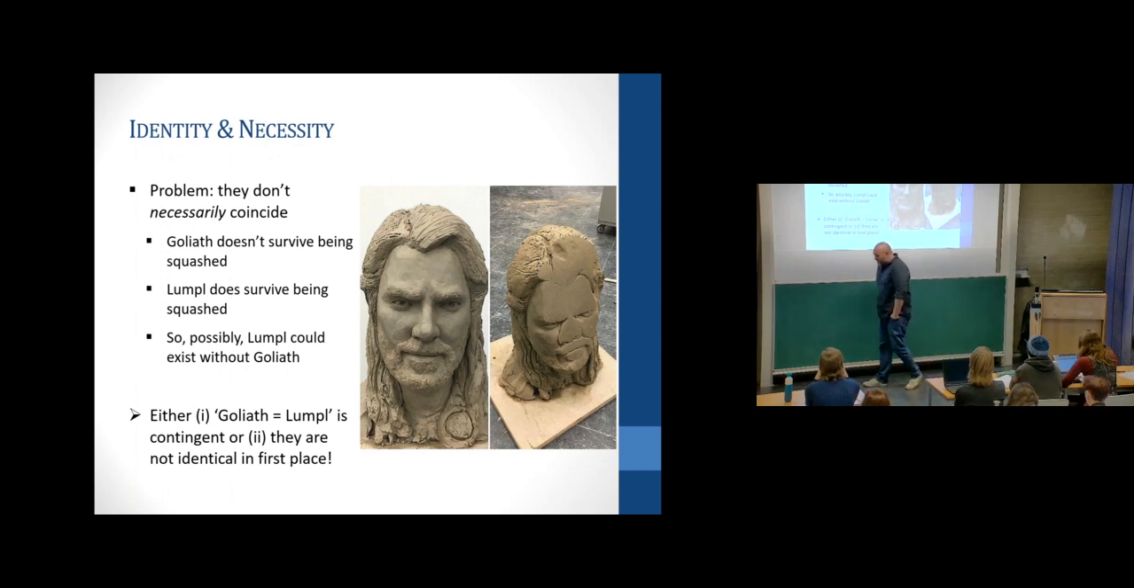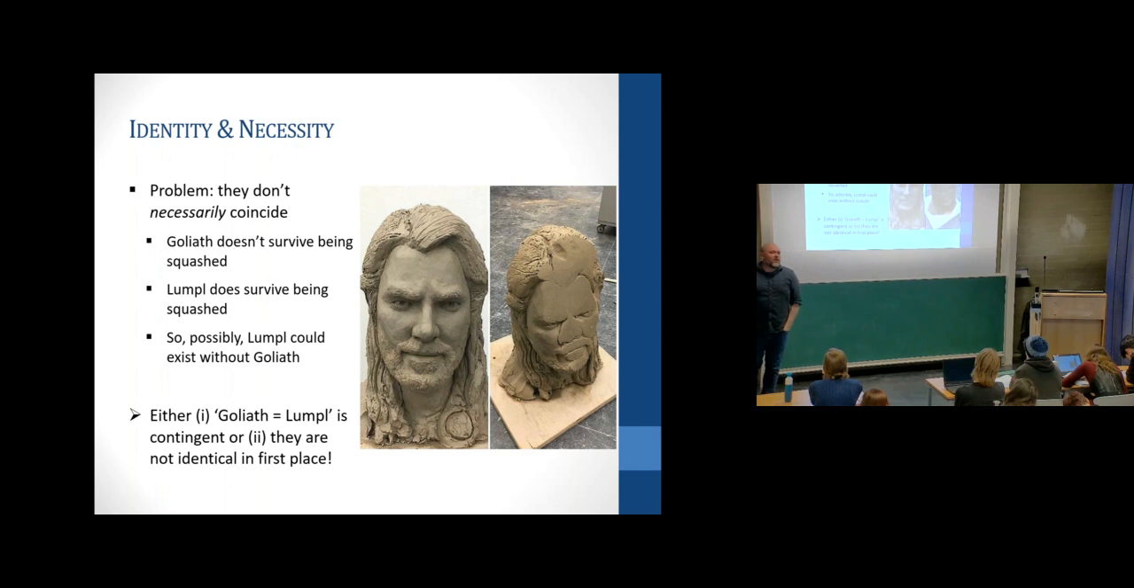Here's why. Goliath, being a statue, plausibly has certain properties essentially. That is, if Goliath loses certain properties, then Goliath ceases to be. But these same properties don't seem to be essential to Lumble. So here's an easy one. Goliath, being a statue, has its shape essentially. If you ruin the shape, you've destroyed Goliath. Because again, Goliath's a work of art. So plausibly, the shape that it has is essential to it. It's somehow really important to it.